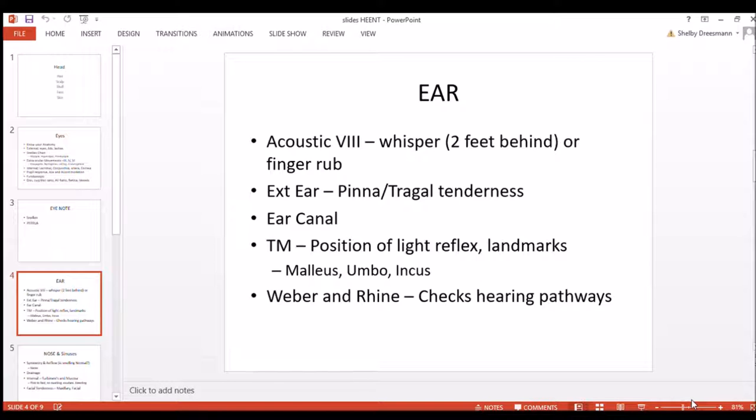Erythema and edema can be signs of infection. Yeah, so it's not good.